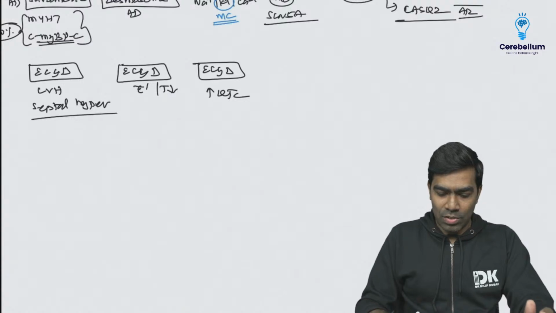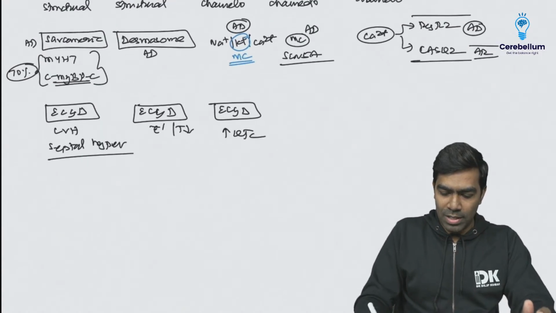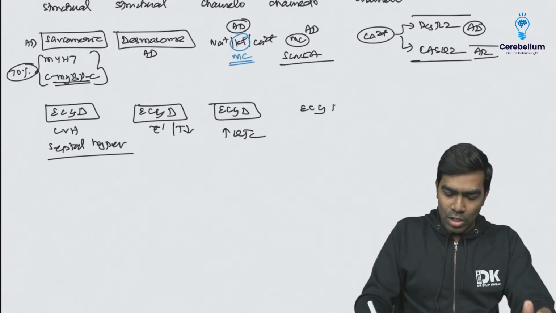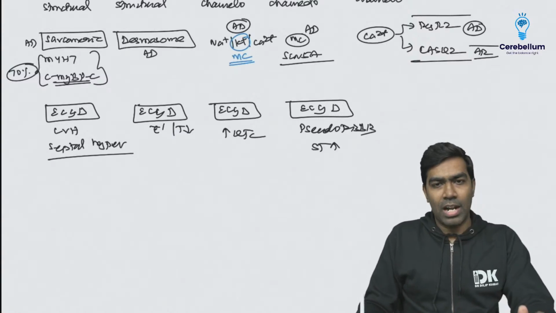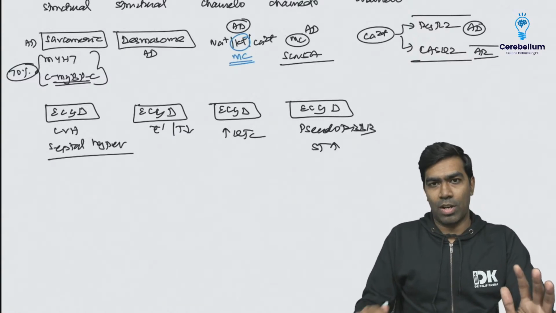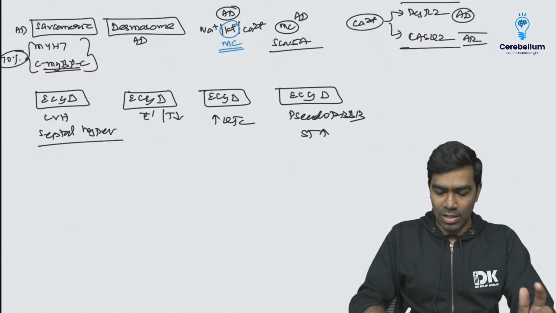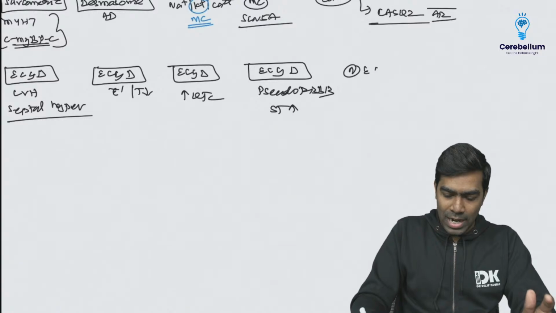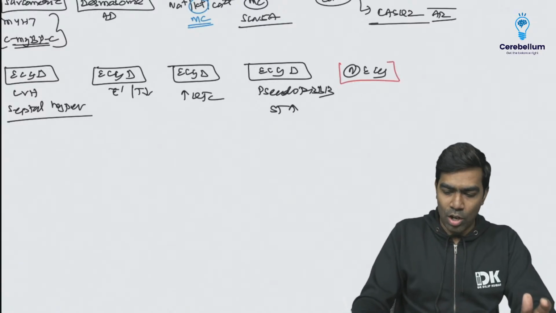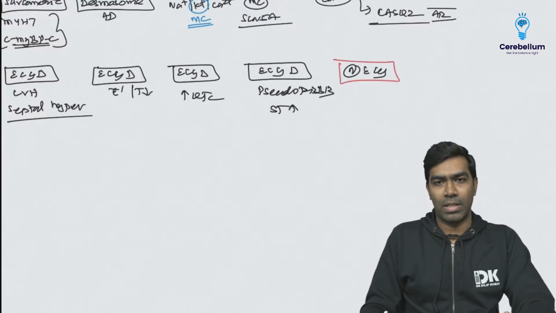What will you see in patients with Brugada syndrome? In Brugada syndrome patients, you will see the characteristic pseudo right bundle branch block. Along with that, you will see ST segment elevation and coving of the ST segment along with T wave inversion. And what will you see in CPVT? Normal ECG. That's a very, very important point. You're going to see a normal ECG in CPVT.